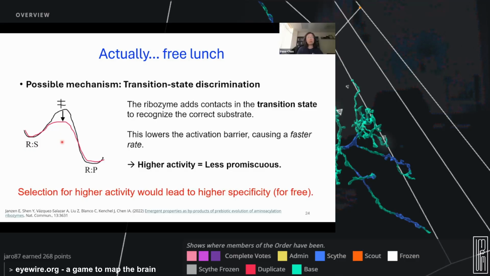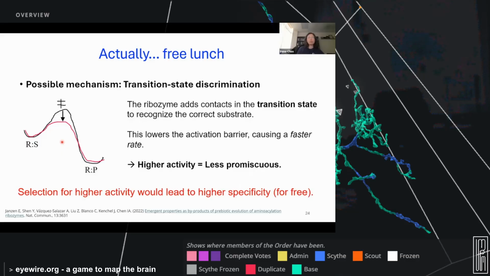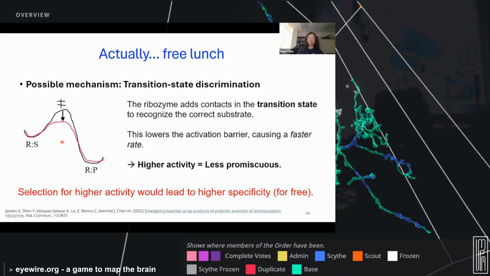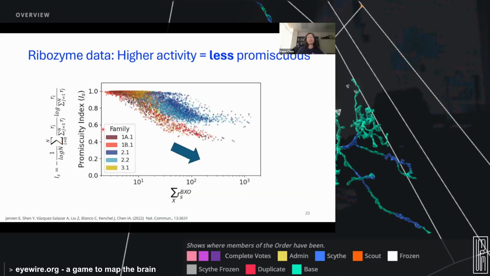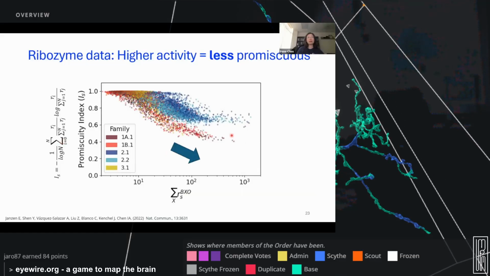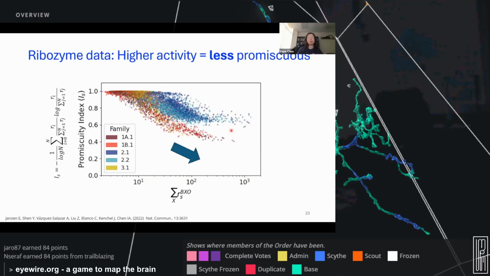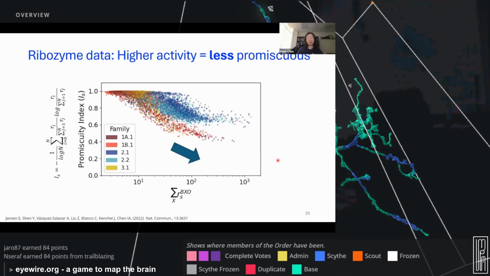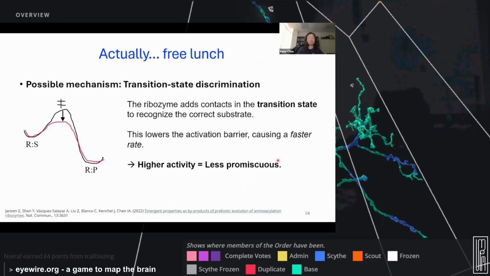And regardless of what the actual mechanism is, the fact that there is this correlation says that if you select for higher activity, then you should also get higher specificity for free, basically, because if we look here, you're pulling the population over here, and that will become less promiscuous because of this correlation. Okay.